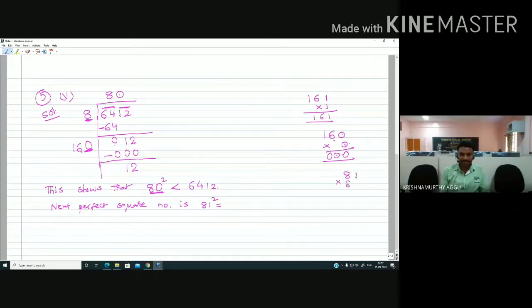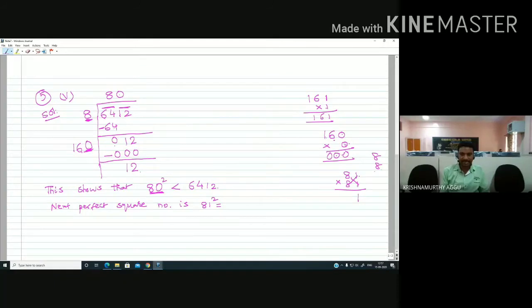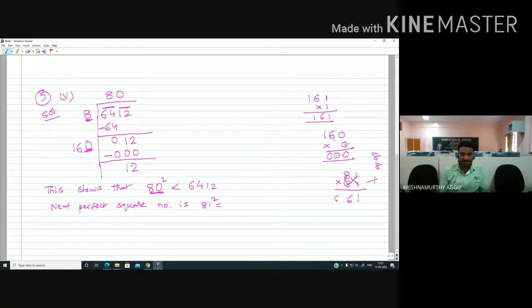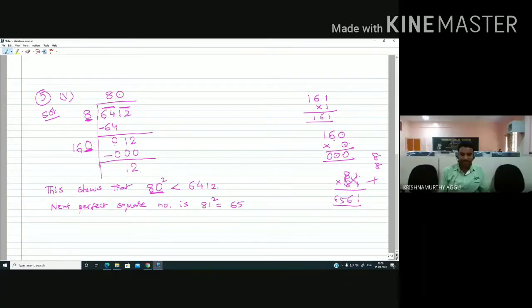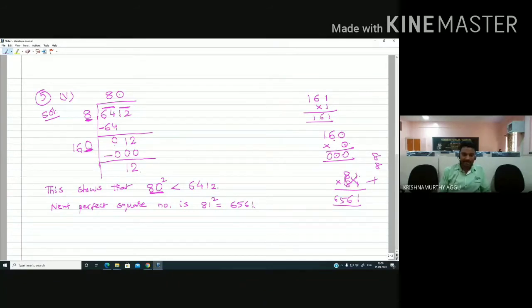81 into 81. So what will we do? 1 into 1 will be 1. 1 into 8 is 8. 8 into 1 is also 8. So 8 plus 8 is 16. So 1, 6. 8 times 8 is 64 plus 1, 65. So what is the answer for that 81 square? 6561.